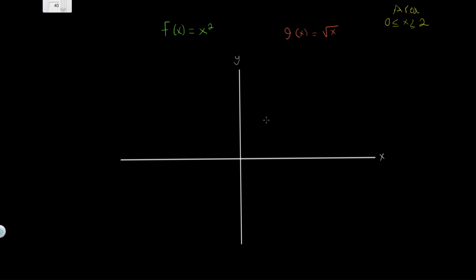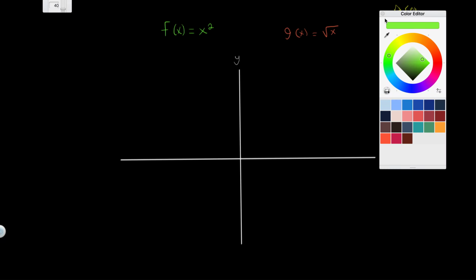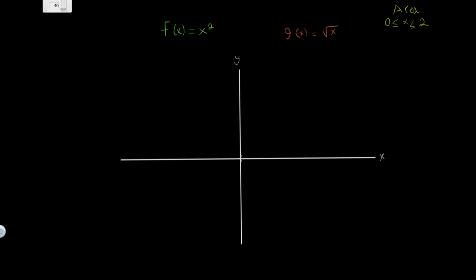So I'm going to graph the parabola from 0 to 2, which will look something like that. And we'll say this right here is x equals 2. And then also I'm going to graph the square root function from 0 to 2. And before I do that, I want to figure out where these two intersect. And so that'll help me actually graph the square root function relative to the x squared function.